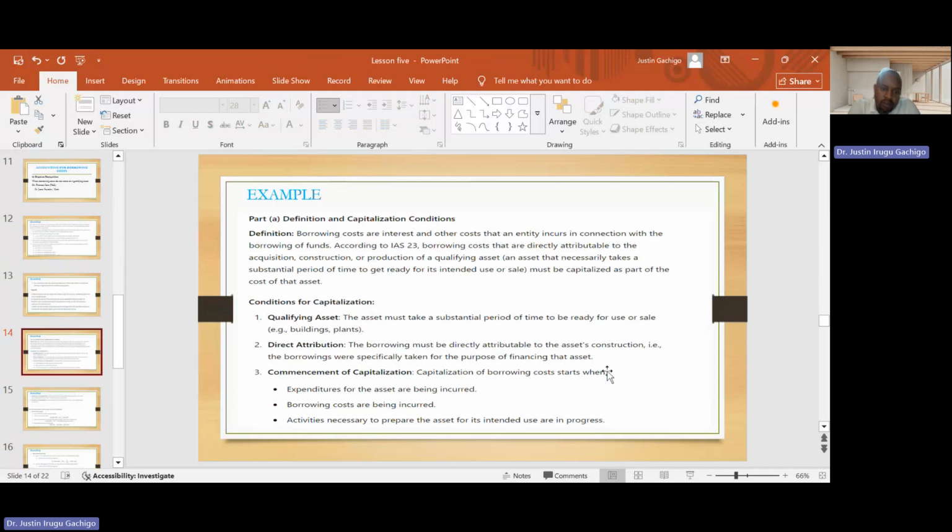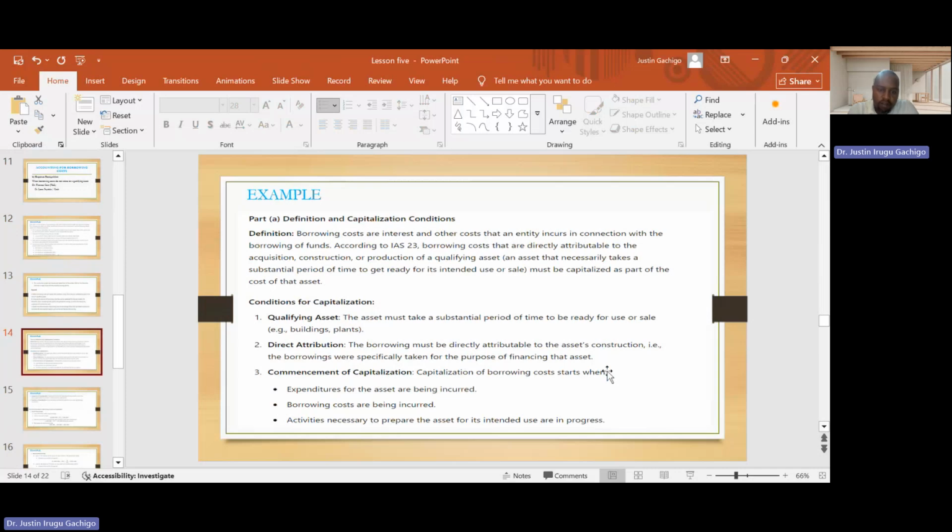Then we have the conditions for capitalization. The conditions include a qualifying asset: the asset must take a substantial period of time to be ready for use or sale. Direct attribution: the borrowing must be directly attributable to the asset construction, e.g., the borrowing was specifically taken for the purpose of financing that asset.